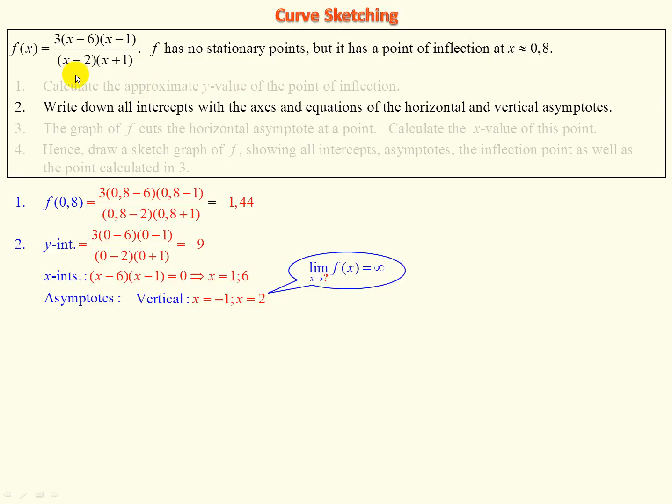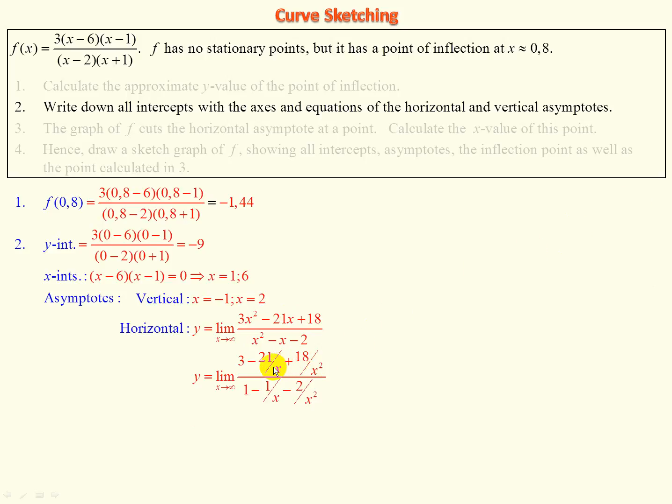Asymptotes. Vertical. We need either that or that to be 0 to make the denominator 0, so that the function tends to infinity. Horizontal asymptote, there we are, we have the limit of the function as x tends to infinity. Now we need to divide through by the highest power of x amongst those terms there, which is x squared. We've ended up with 4 terms being fractions with x in the denominator, and as x tends to infinity, those are all going to tend to 0. So we have a horizontal asymptote of y equals 3.